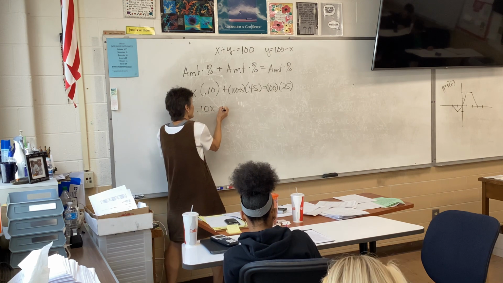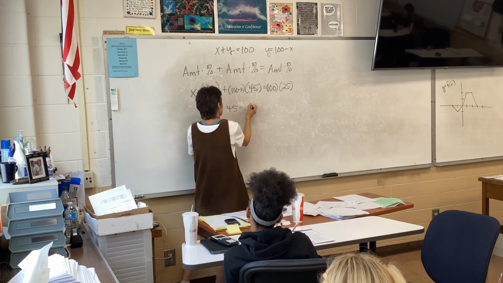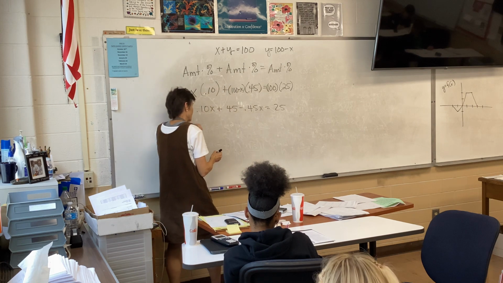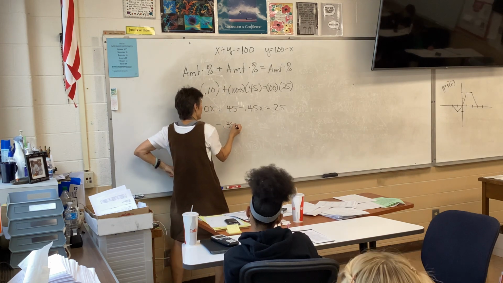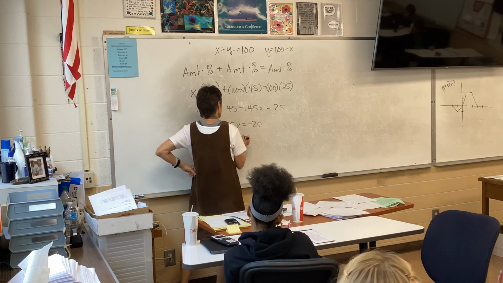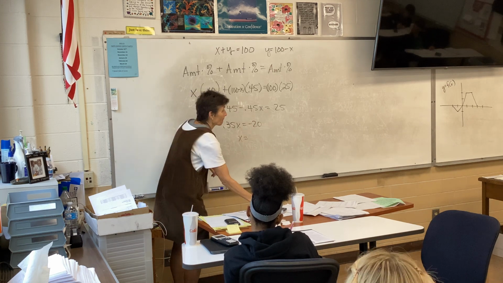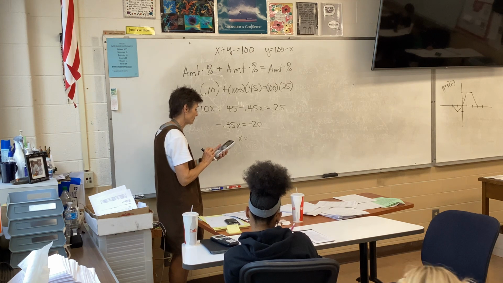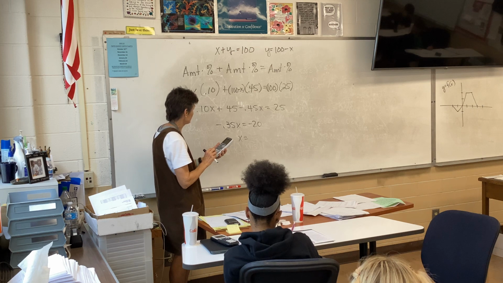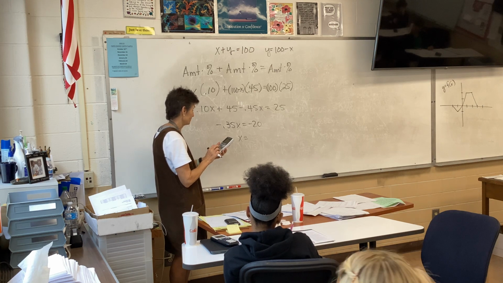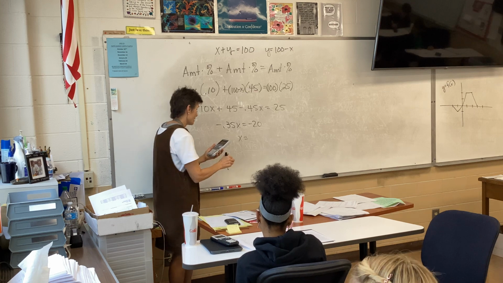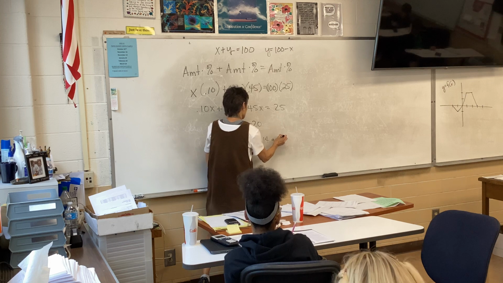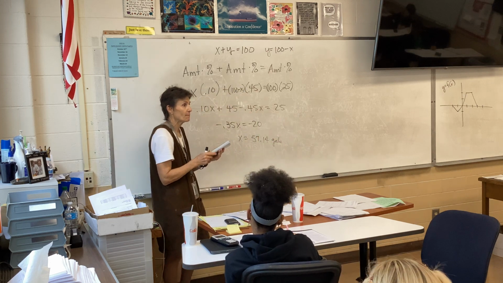So 0.10x. Do my distributive property there. Hopefully I am multiplying right. We're running out of time, so I'm kind of rushing. Haste makes waste. Hopefully I'm not messing it up. I got 57.14 gallons. Now, I don't know if that's right or not. Did anybody else get that?